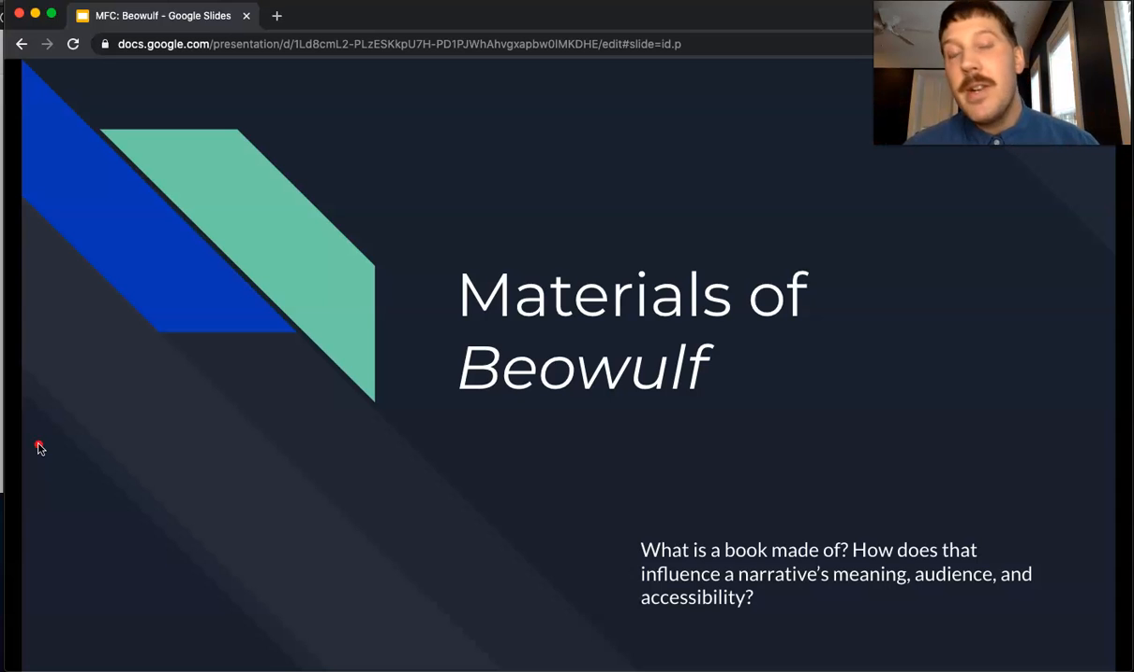Now, what do I mean by materials? I literally mean what the book is physically made of. What is Beowulf written on, and how was it written? The assumption behind this approach is that the material form of Beowulf is important to understanding the narrative itself. How it's written, what it's written down on, helps us to understand the story.